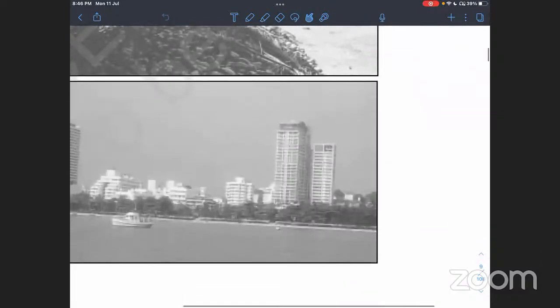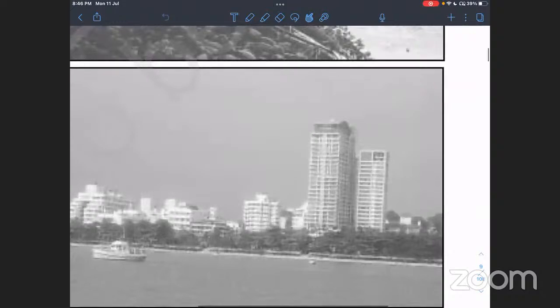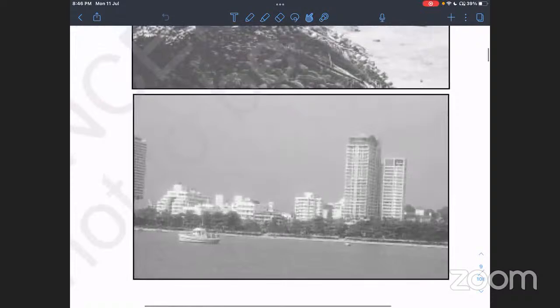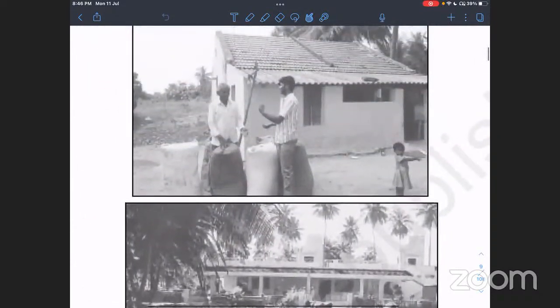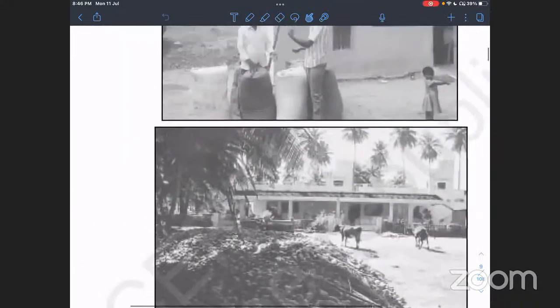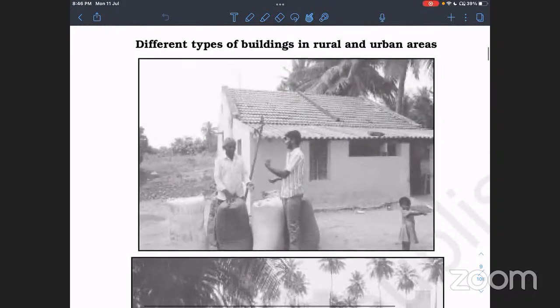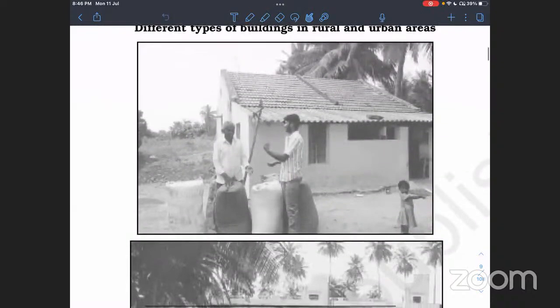But what about in a city? No upper caste, no lower caste. All of them will reside at the same place. Did you see how something called caste, what is the link between caste and housing? Why is caste determining where people live? Because caste is a very important component of the social structure.